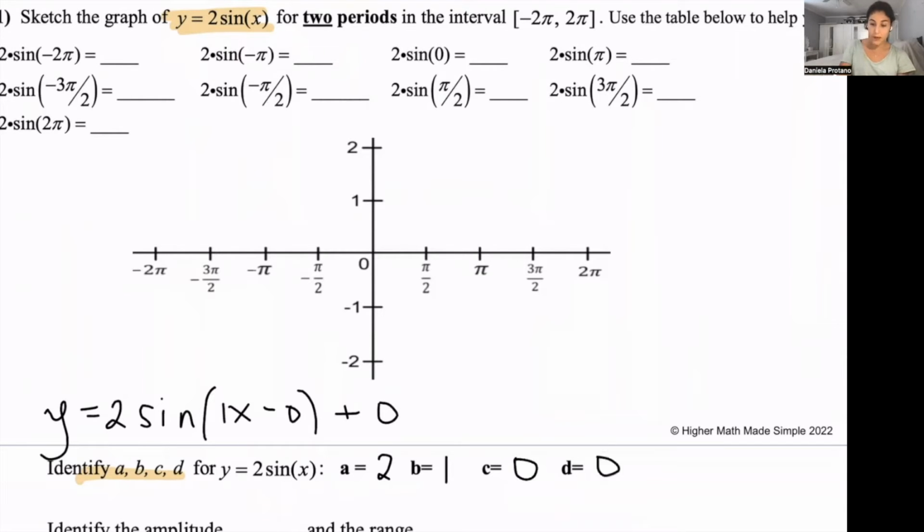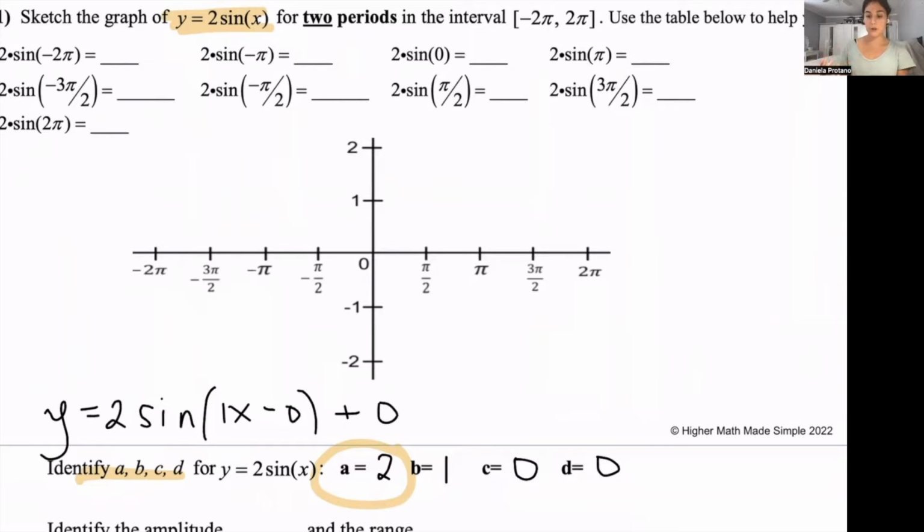Now, in every parent function, y equals sine of x or y equals cosine of x, that b value is always going to be 1. And the a is 1 as well. And c is 0 and d is 0. So really the only thing that is different here, if we take notice, is that the a value has changed. It has gone up from 1 to 2.